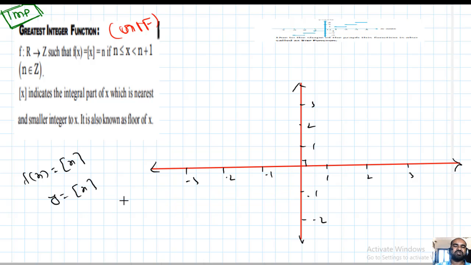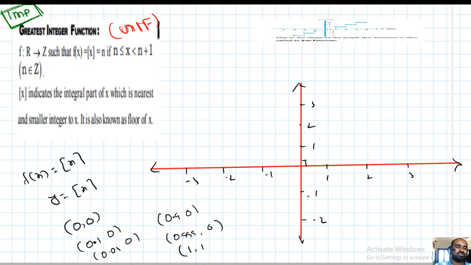Now I want to prepare the ordered pairs to draw the graph. If x is 0, y is also 0 only. X is taken as 0.1, what is y? 0 only. X is 0.01, y is 0 only. X is 0.9, y is 0 only. X is 0.99999, y is 0 only. X is taken as 1, y is also 1. X is 1.1, y is 1.